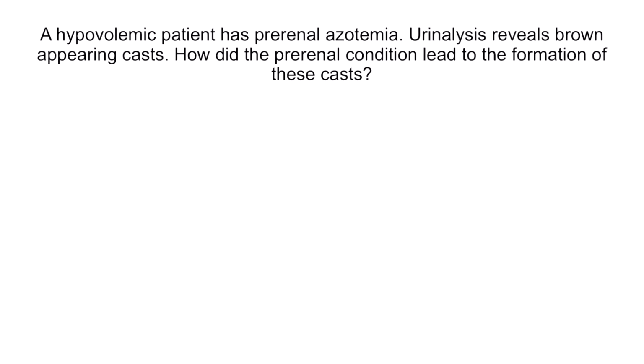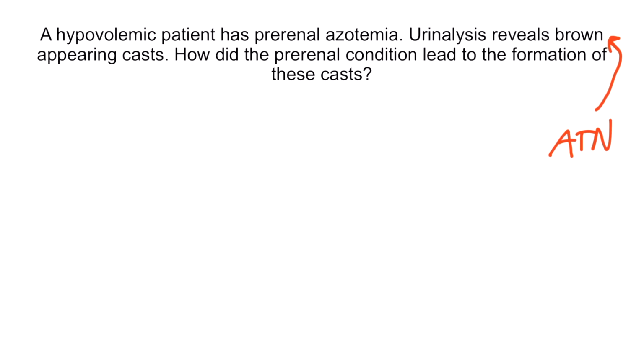Let's try a question to apply what you've learned. A hypovolemic patient has pre-renal azotemia. Urinalysis reveals brown appearing casts. How did the pre-renal condition lead to the formation of these casts? So the brown casts should make you think of acute tubular necrosis. This necrosis, caused by tubular cells, slough off into the tubular lumen and form these brown casts.